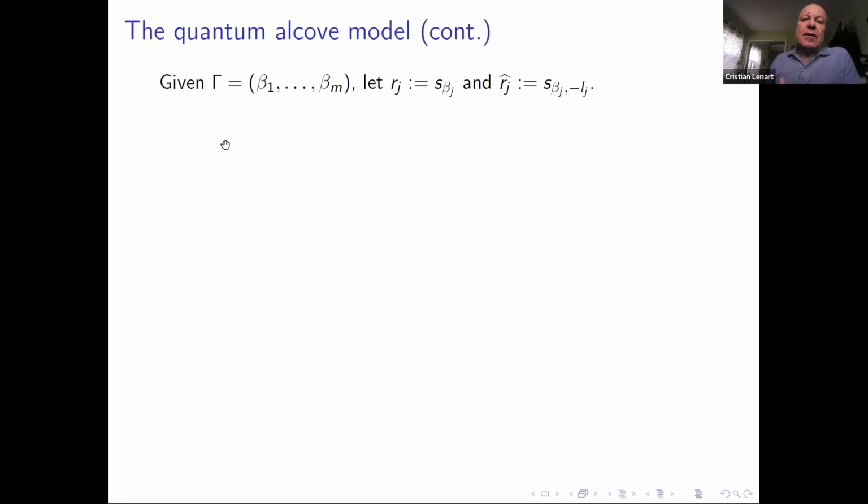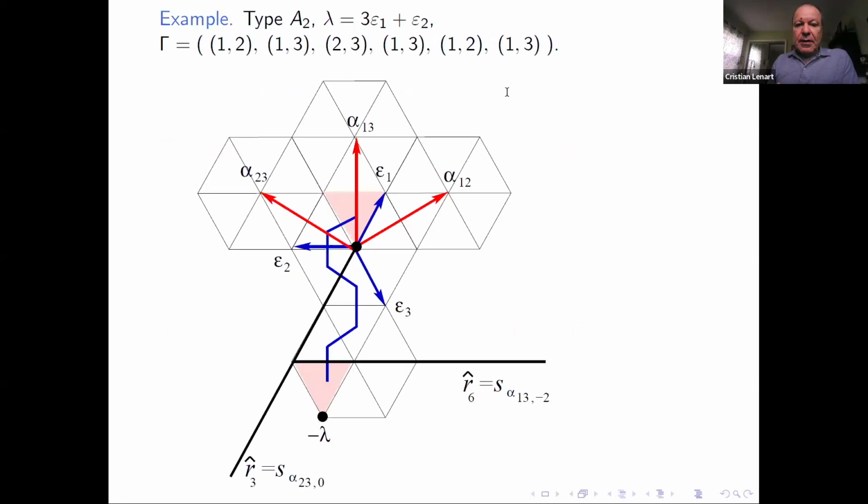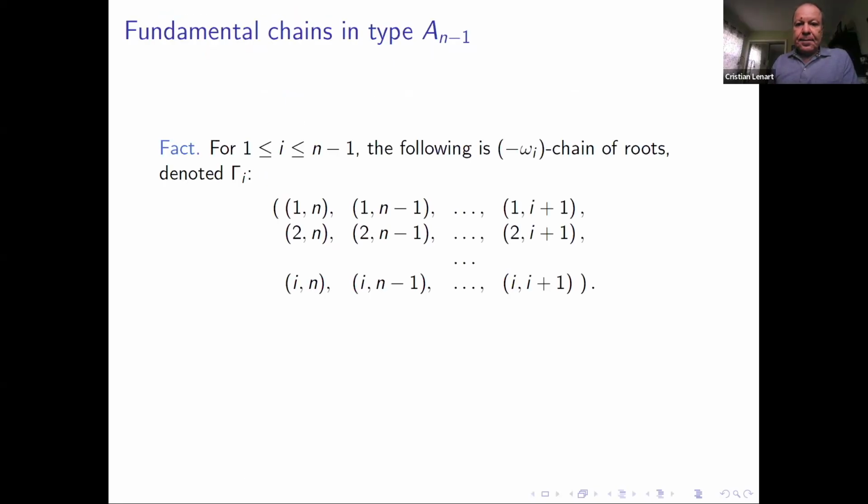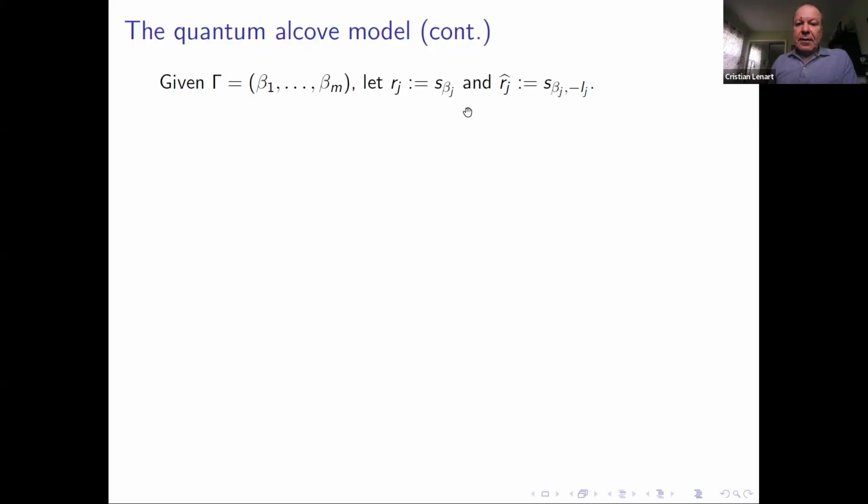Now if you fix such a chain of roots, then Rj will be the reflection corresponding to the jth root. There will also be an affine reflection, Rj hat, because remember, these hyperplanes that are crossed are affine hyperplanes. So you simply look at the affine reflection corresponding to the jth hyperplane. This is Rj hat.